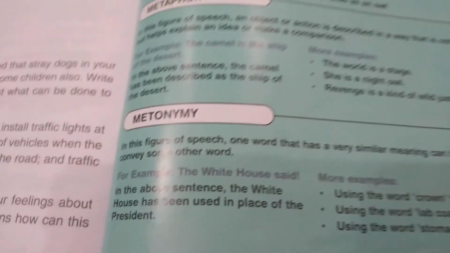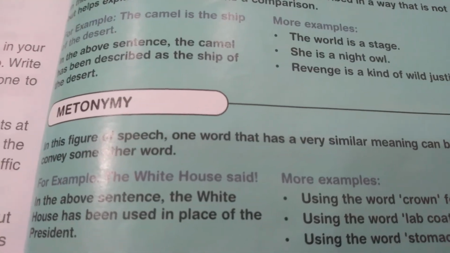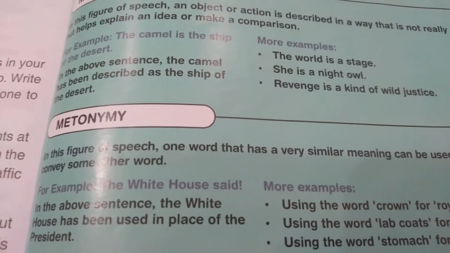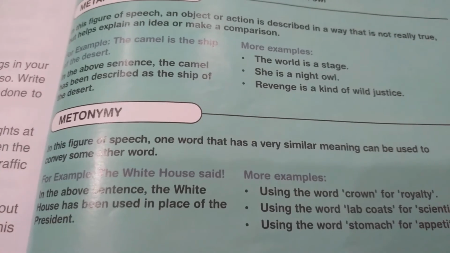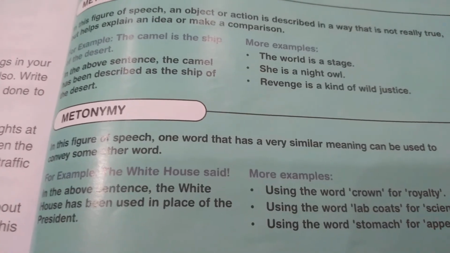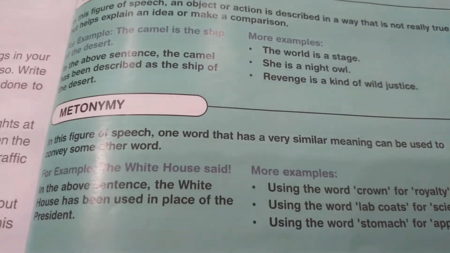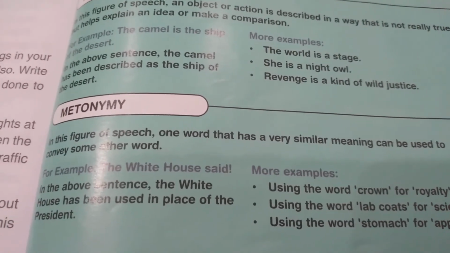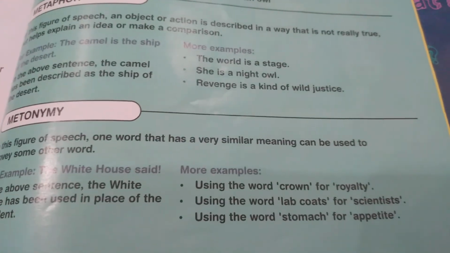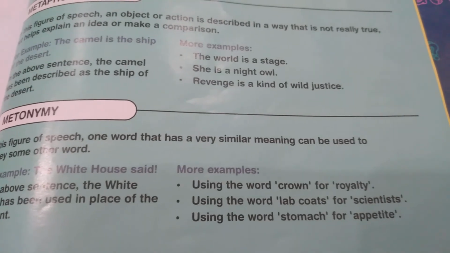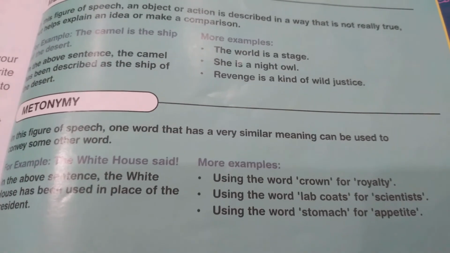Now, the other figure of speech is metonymy. In this figure of speech, one word that has a very similar meaning can be used to convey some other meaning or some other word. For example, the White House said. In the above sentence, the White House has been used in place of the president. Some more examples: using the word crown for royalty, using the words lab coats for scientists, using the word stomach for appetite.